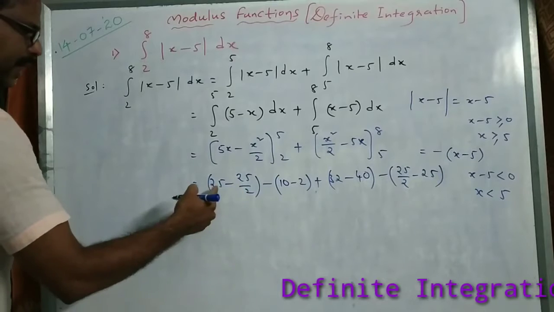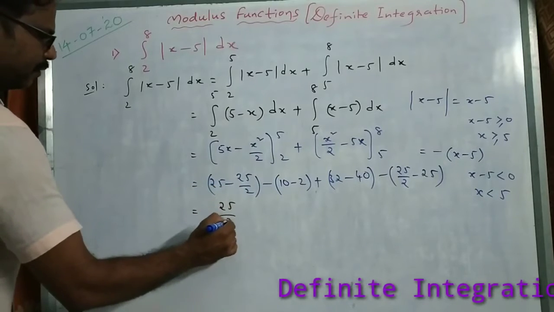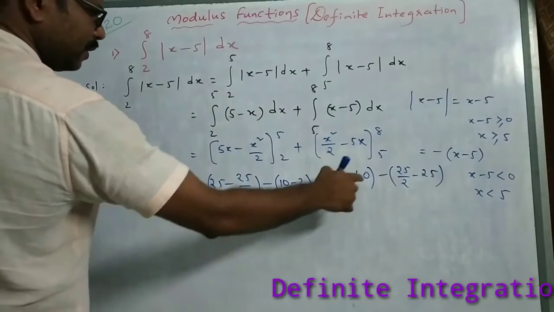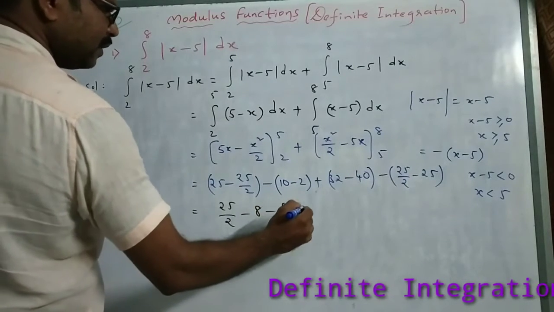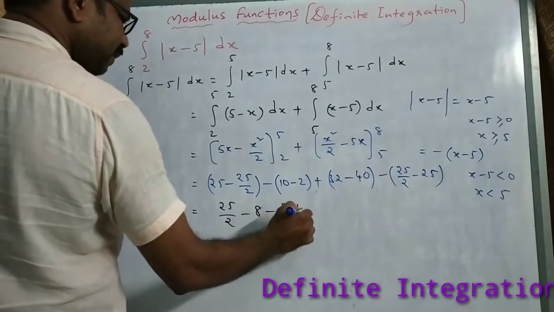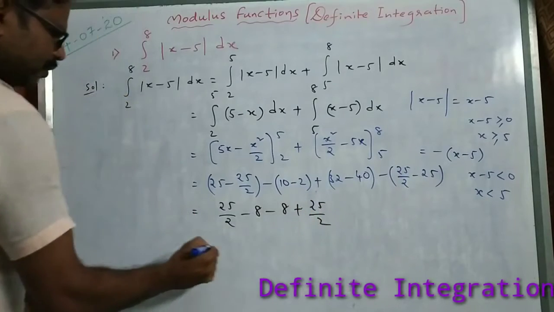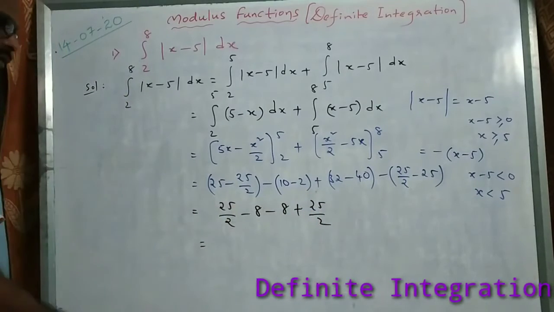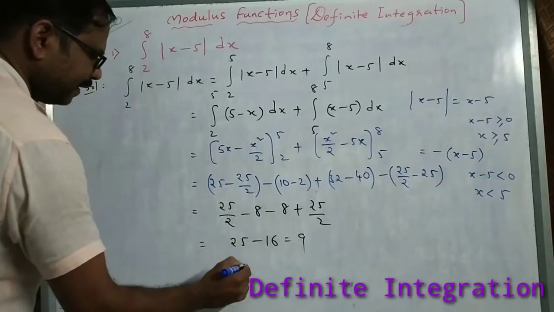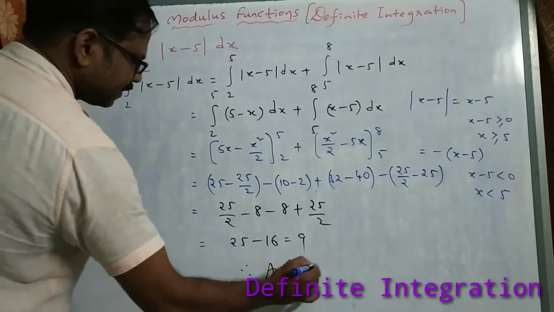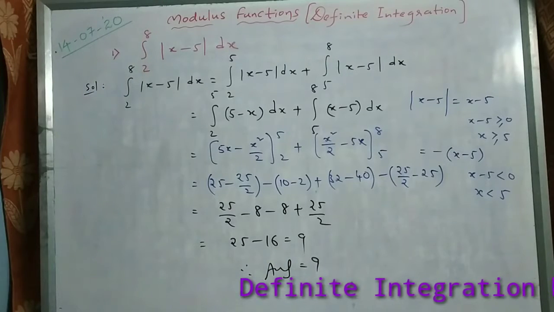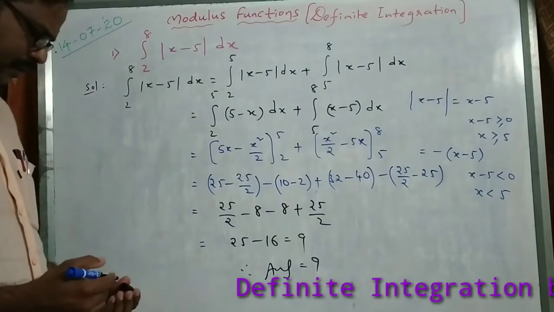So 50 minus 25, 25 by 2 minus 8, this is minus 8, minus 50 plus 25, minus 25 means plus 25 by 2, 25 by 2, 25 by 2, 50 by 2 means 25 minus 16 will be 9, therefore the answer is 9. Okay. So what is the answer here? 9.